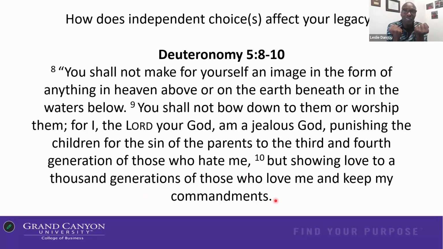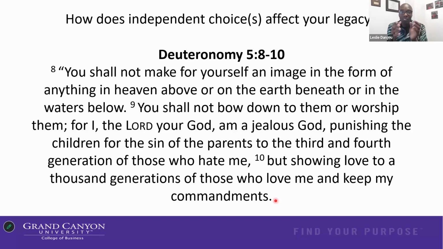Would you worship the things that God has created and affect your kids for 3 to 4 generations? Or would you worship the God that created everything and be blessed for 1,000 generations? You're not even at the point of 100-fold blessing. You're at the point of 1,000-fold blessing, if that makes any sense.